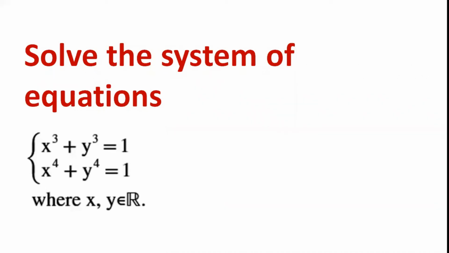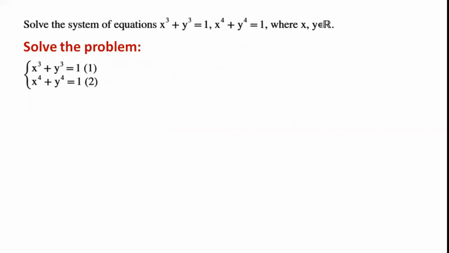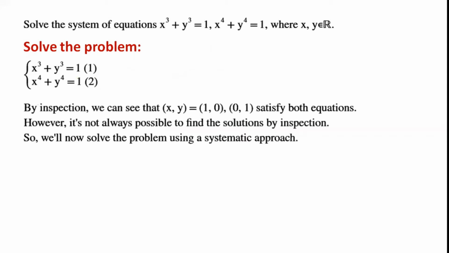Solve this system of equations, we have a set of simultaneous equations. By inspection, we can see that (x, y) equals (1, 0) and (0, 1) are two sets of solutions of the equations.